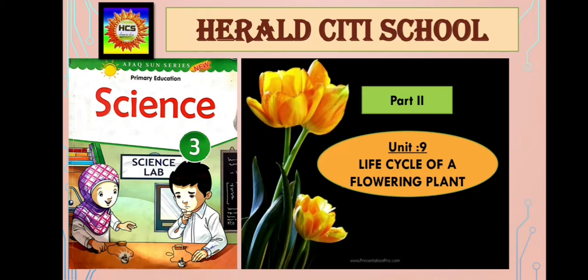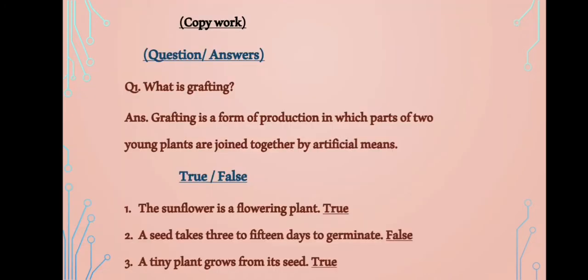In our previous lecture, we studied Unit 9, Life Cycle of a Flowering Plant. Today we'll do the copy work and book work of that unit. So first, take out your copies, make a title page of Unit 9 Life Cycle of a Flowering Plant and write the heading of question answers.